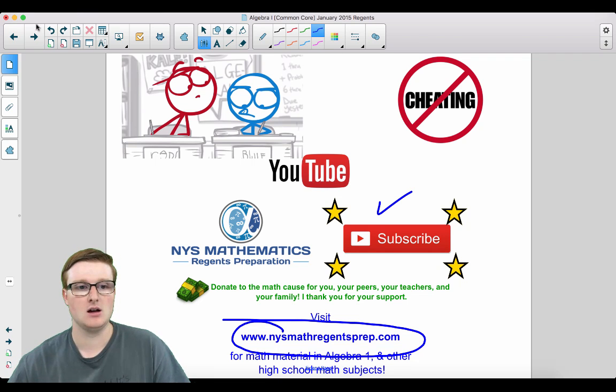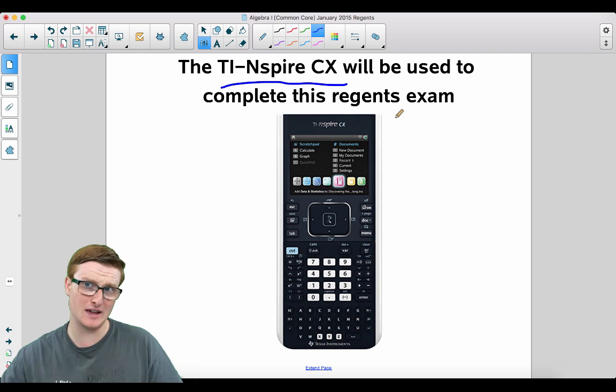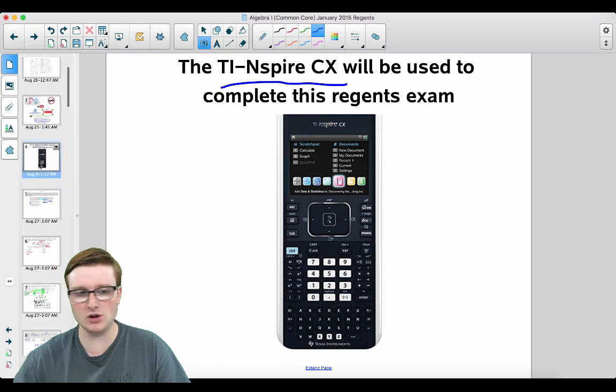One more thing, I use the TI Inspire CX Graphing Calculator, and it will be used a lot in Algebra 1 videos, so make sure that you have some sort of calculator, but if you have this one, it's perfect, because then you can follow along with me at all times.